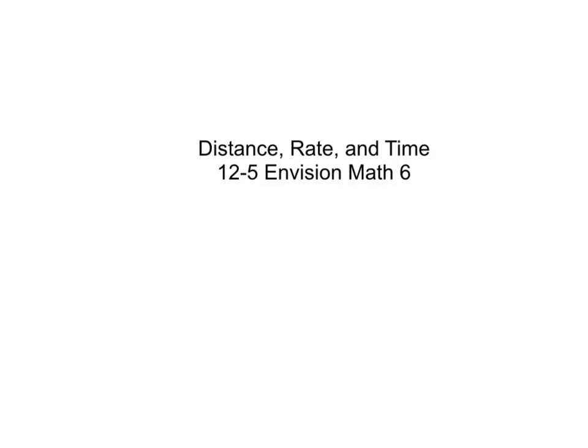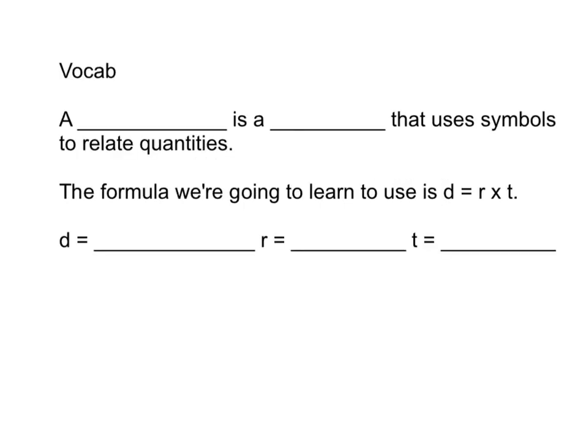Distance, Rate, and Time. Topic 12-5, Envision Math 6. For this topic, we need to understand what a formula is. A formula is like an algorithm. It is a rule that uses symbols to relate quantities. The formula we're going to learn today is distance equals rate times time.